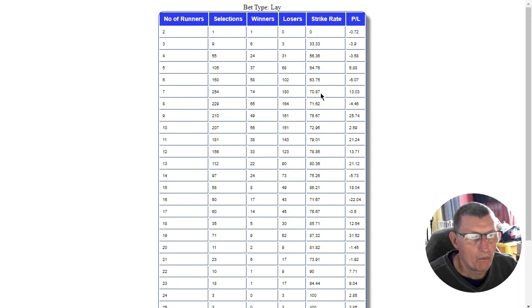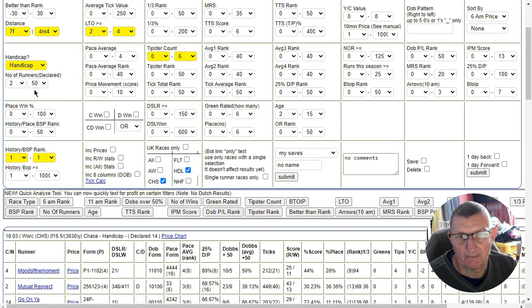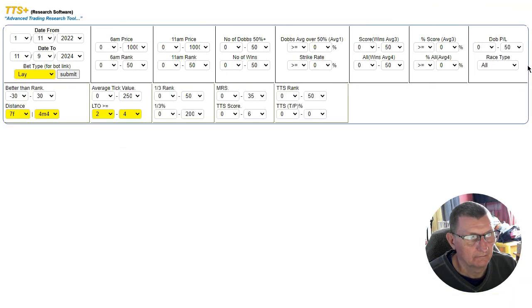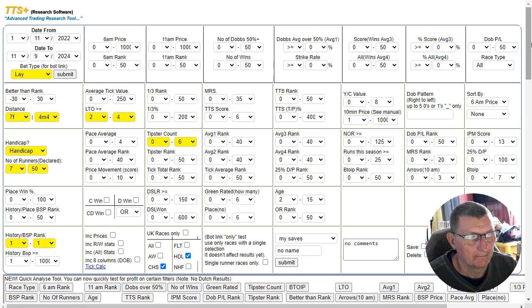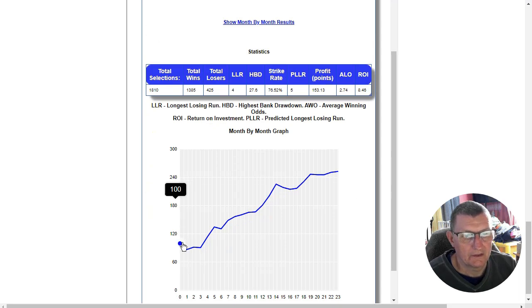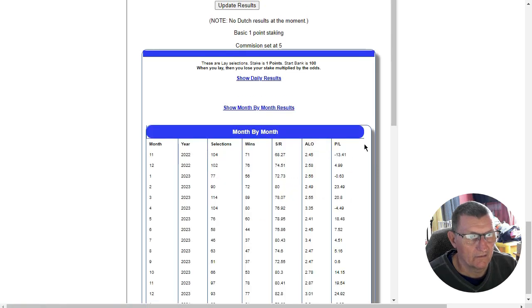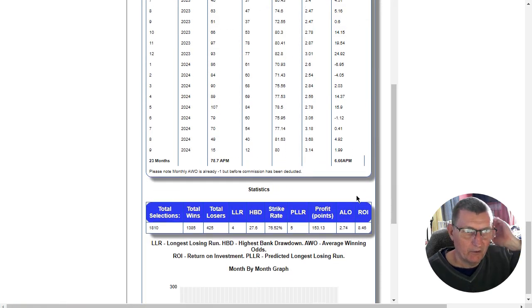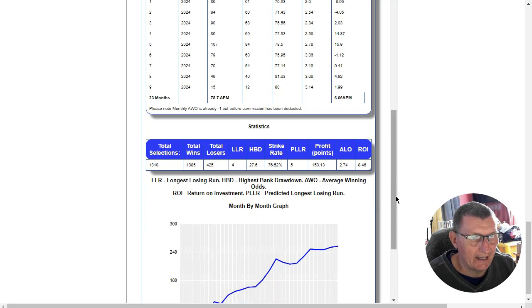Shall we try 7 and above? Number of runners. Just to see what that does. So there was something going on there, a couple of losers, but then it's been fine since. So obviously up there, 6.6 points. That's not bad actually. I quite like that. Roy's gone down to what we were looking at just now.